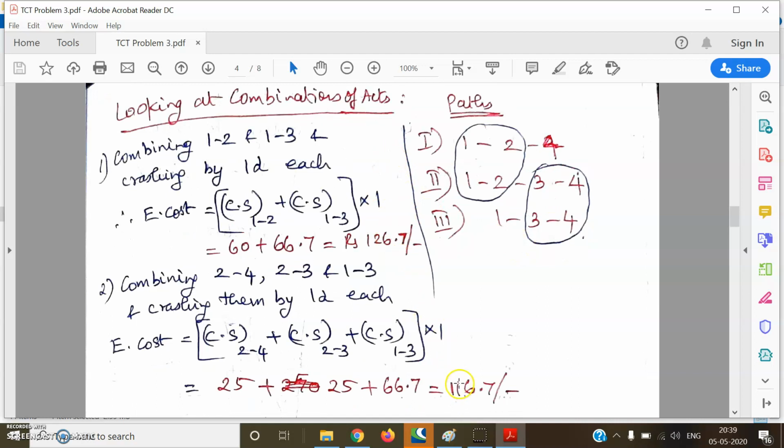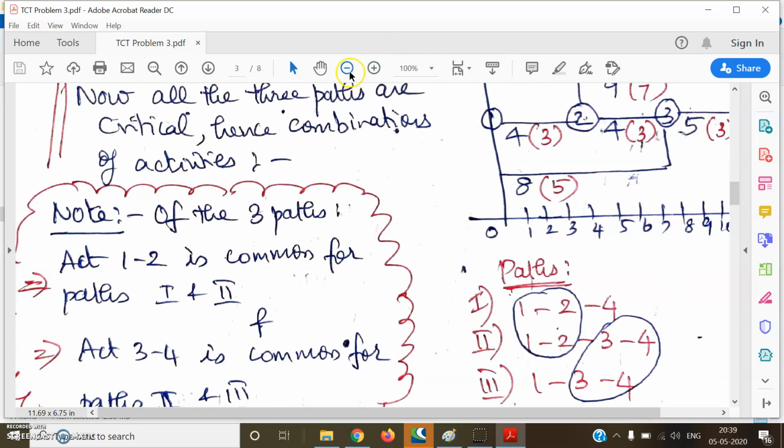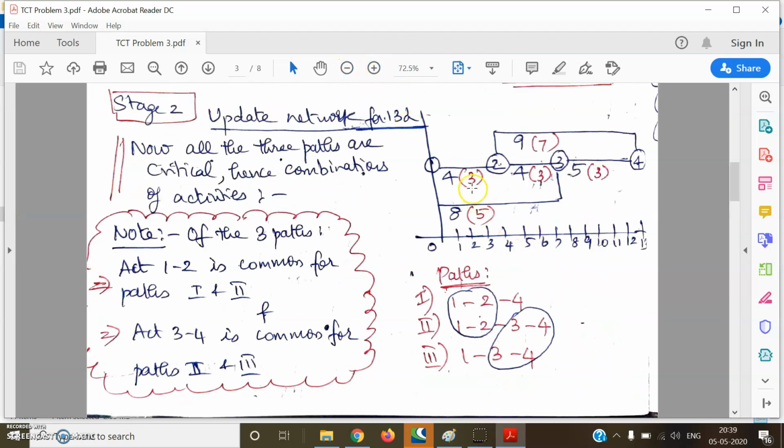For each of these combinations, we have to see what is the extra cost involved by crashing those activities in the combination and choose the combination whichever is having the lowest extra cost. So that is what we are going to do here. Let us go for the first combination. We are taking activity 1, 2 and 1, 3: 1, 2 along first and second, along with that 1, 3 in the third path. Now, to find out by how many days I can crash each of these combinations, I will go and see the previous chart. See here what is available.